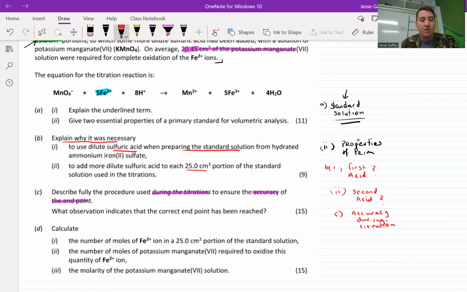And then what observation? An observation is something that you see. So what do you see that indicates that the correct endpoint has been reached? So as much detail as you can, what happens at the endpoint that you see that you know it's time to stop, that the reaction is over? So what observations do we see at the endpoint? Write your answer down for that now, please.